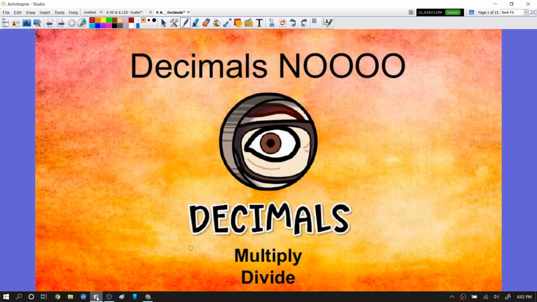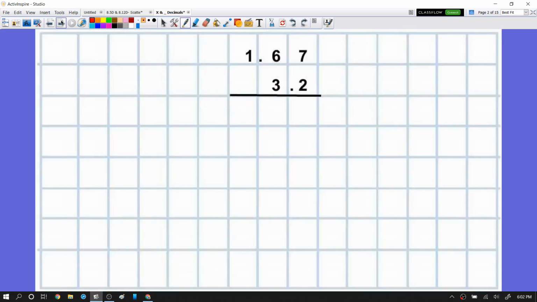All right, multiplying and dividing decimals. So we know that the algorithm is going to be taking this bottom number here and multiplying it by all the numbers above it. So 7 times 2, 14. 6 times 2 is 12, plus 1 is 13. 1 times 2 is 2, plus 1 is 3. And every time we go down a row, we put a placeholder.